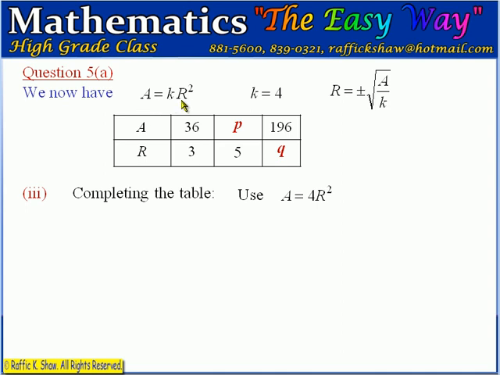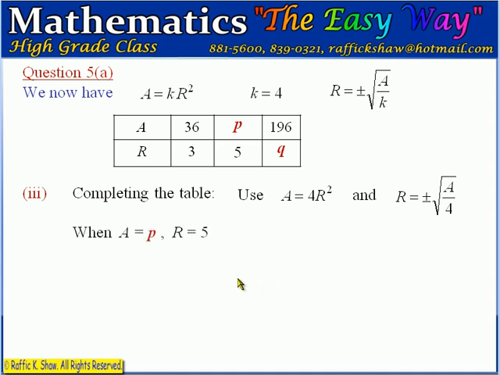And so we'll be using this formula, A equals 4R squared, because we now have that K is 4, and so A is equal to 4 times R squared. And also we'll be using R equals plus or minus the square root of A divided by K. K is 4, so we'll be using this formula: R equals plus or minus the square root of A divided by 4. So when we want the A value, we'll use this formula. And when we want the R value, we'll use this formula.